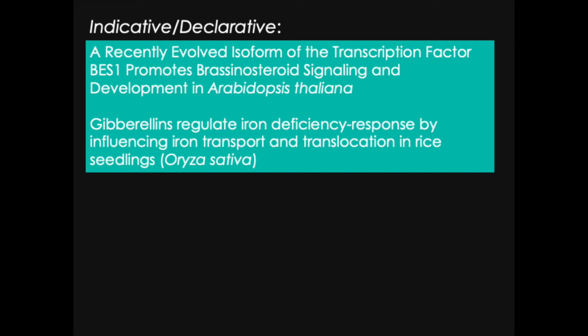Another example is this one. Gibberellins regulate iron deficiency response by influencing iron transport and translocation in rice seedlings. So again, that's a complete sentence, has the structure of an English sentence, and it tells a result.